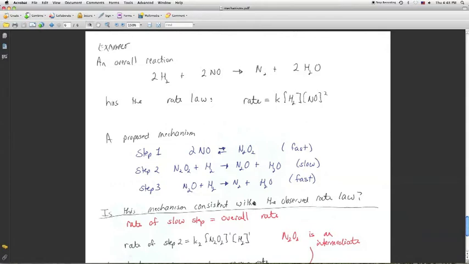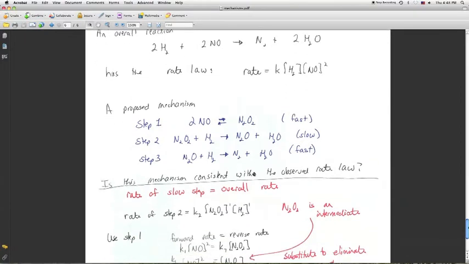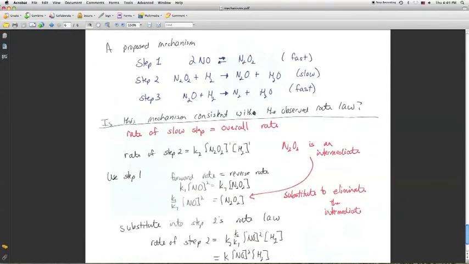I've also been given a possible mechanism for the reaction, and here's a 3-step mechanism just to show you that there is such a thing. Each of the steps is shown. They're identified as whether they're fast or slow steps. This is a very typical question. If they're going to ask you something about a mechanism, it's probably going to sound like this: is this mechanism consistent with the observed rate law?